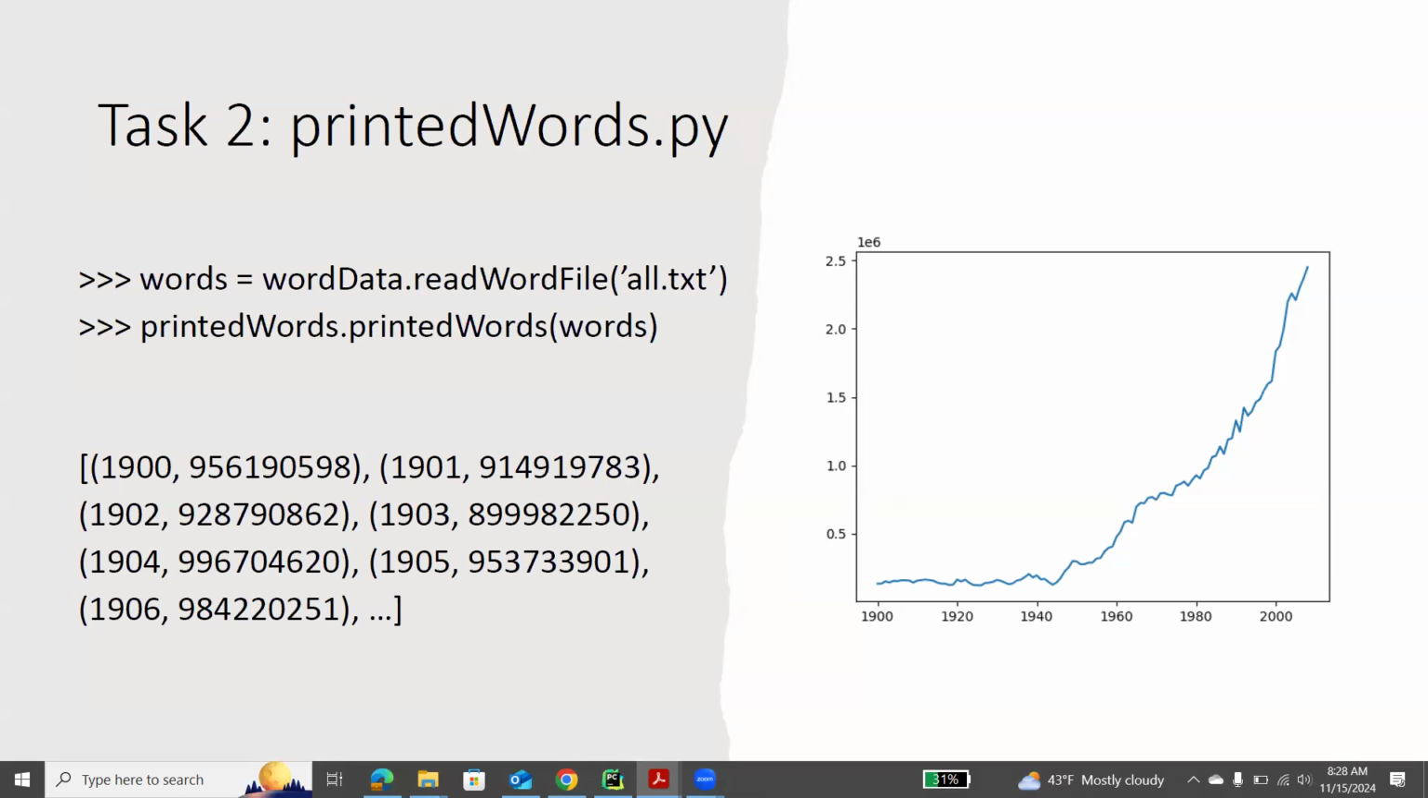So again, you can plot this with matplotlib. You will need to pass 2 arrays. The first array will be the array of years. The second array will be the array of counts, and it will print this plot. The x-axis will be the first array, the y-axis will be the second array. So yeah, and you will see this exponential trend for the number of printed words.